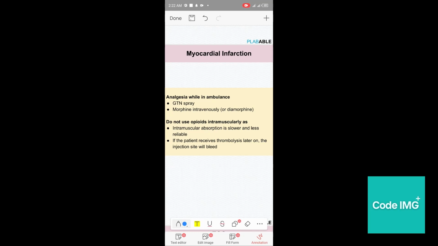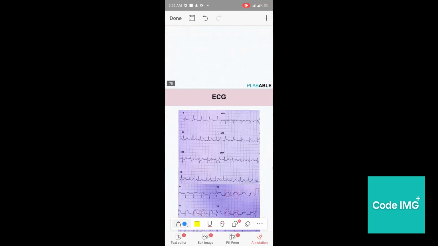You give the sublingual GTN spray and morphine, and you need to give the morphine IV, not intramuscular, because you need to relieve the pain. Cardiac pain is intense and severe, so you need to give that one IV.